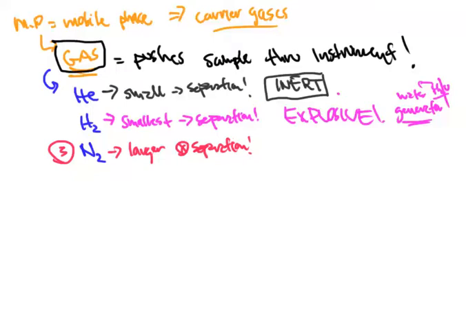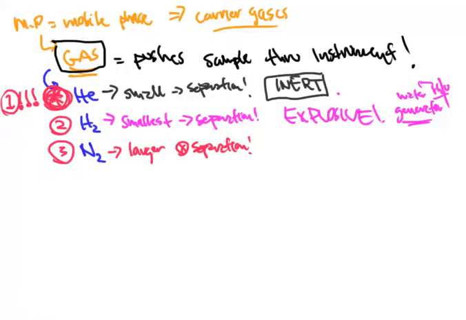Number 2 would be hydrogen. And the reason is because even though it does a very good job separating, and even though hydrogen is the smallest and it can get into those nooks and crevices and really separate things very well, the problem is that it is explosive. And because of that, we don't want to use it unless we have to. And that means that helium is your number 1 carrier gas in the machine.